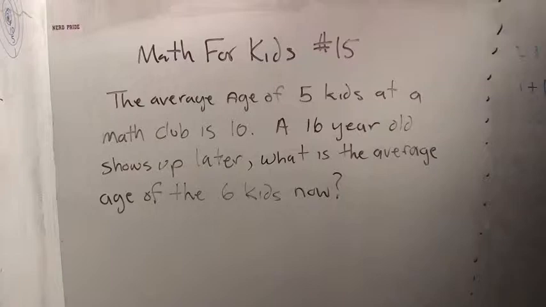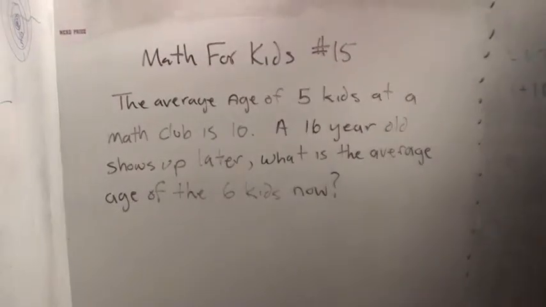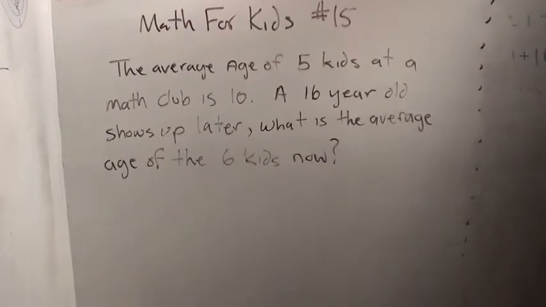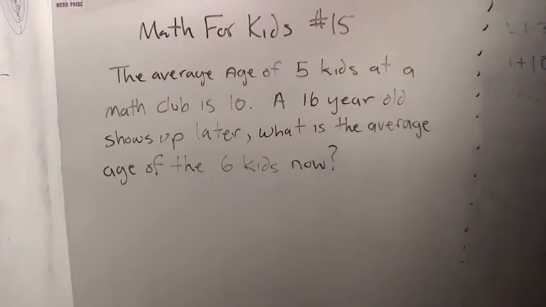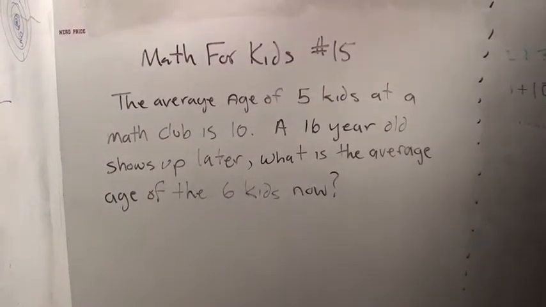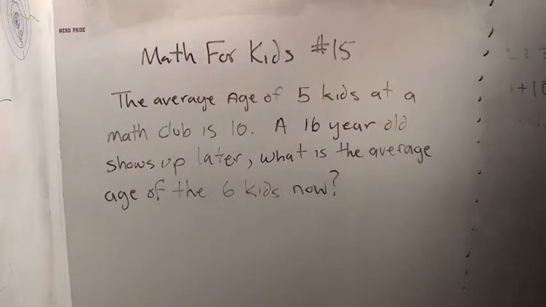The average age of 5 kids at a math club is 10. The 16-year-old shows up later. What is the average age of the 6 kids now? So we're doing the math average. We add up the numbers and then divide by the number of numbers. Do you understand the problem?